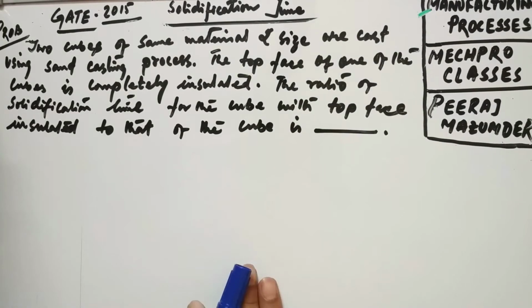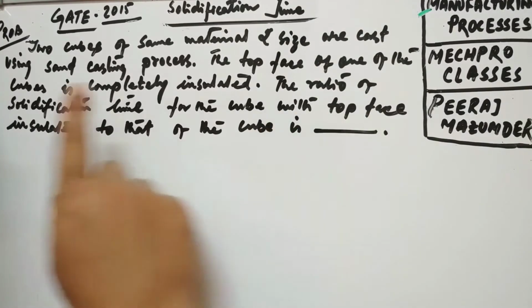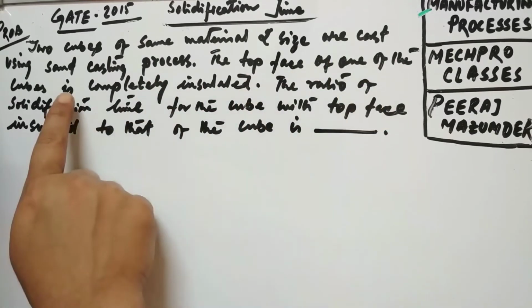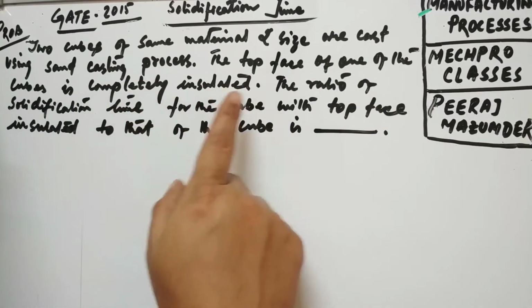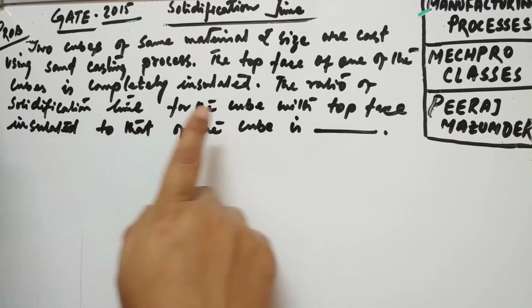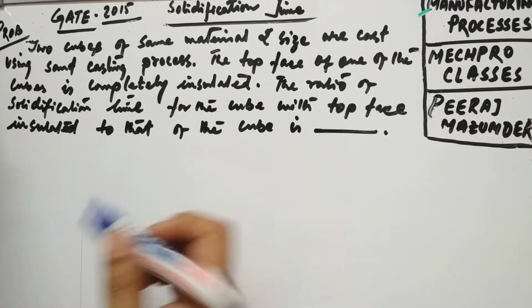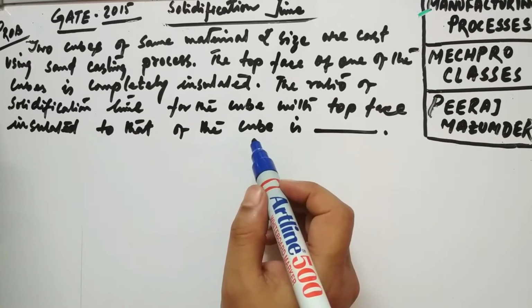Now the second problem says 2 cubes of same material and size are cast using sand casting process. The top face of one of the cubes is completely insulated. The ratio of solidification time for the cube with top face insulated to that of the previous cube is to be calculated.